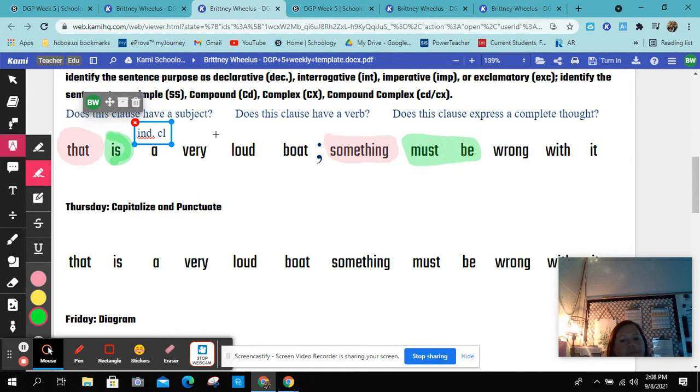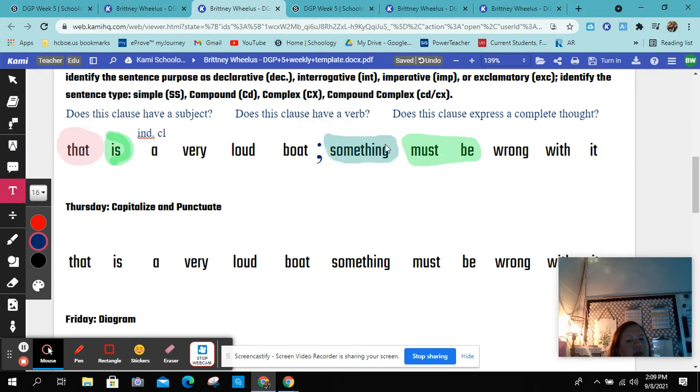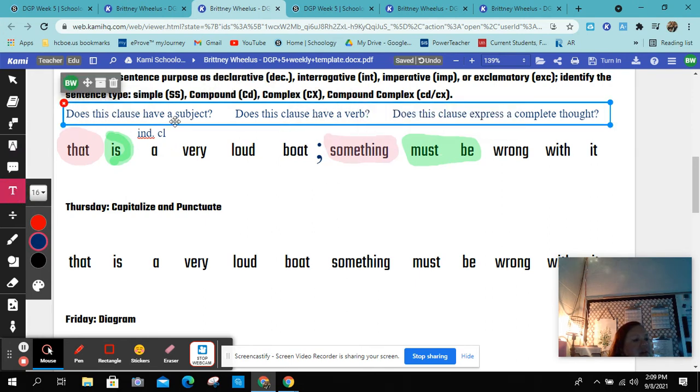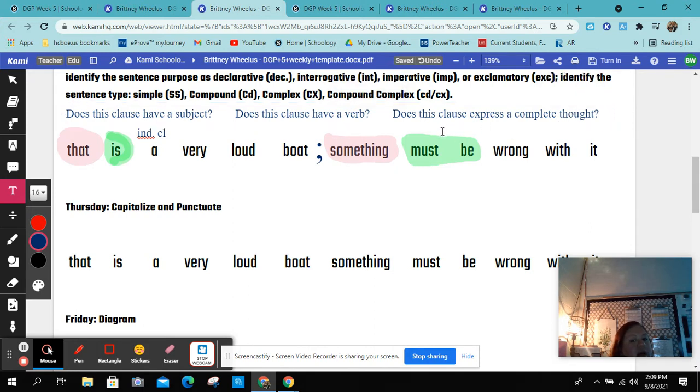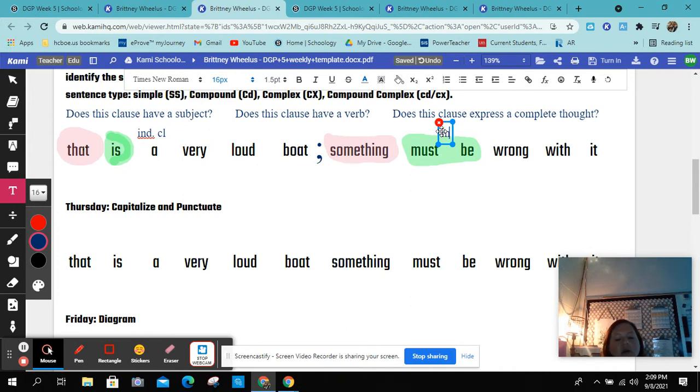All right. Now, I'm going to go back to my T for text box, okay? Does this clause have a subject? Does this clause have a verb? Yes, ma'am. Does this clause express a complete thought? Yes, ma'am. So what kind of clause do I have? An independent clause. Now I have an independent clause combined with a semicolon and another independent clause.